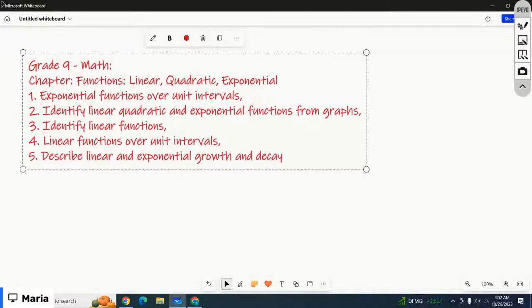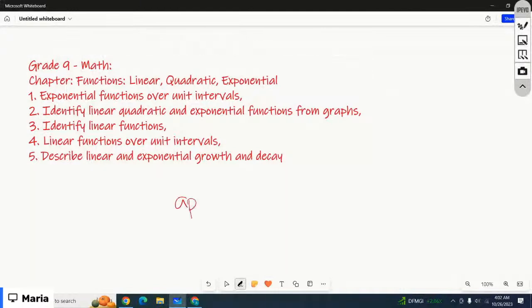We are here for grade 9 math. You can find all the lessons on aplusstudents.com. You have to log in there using your email address, and the password is provided by the administrator. Then you have to select math from the subject tab.